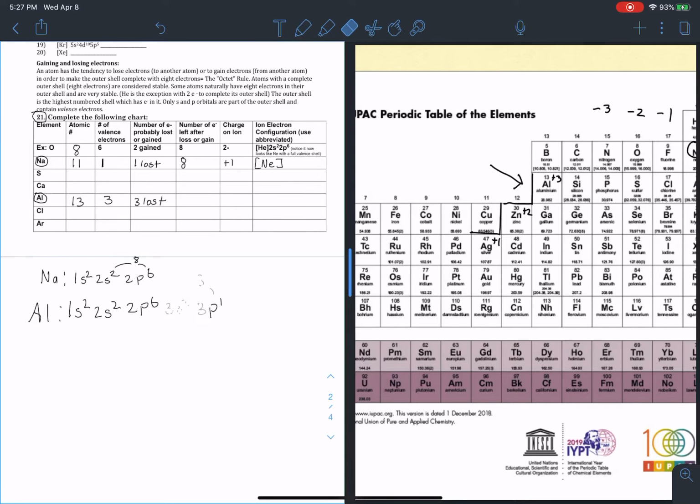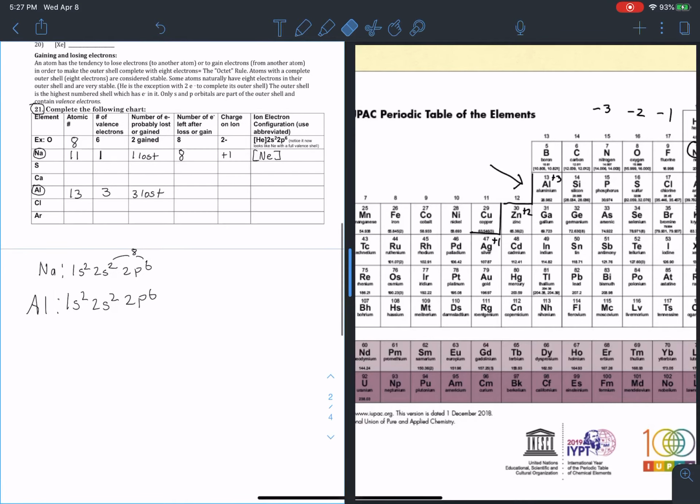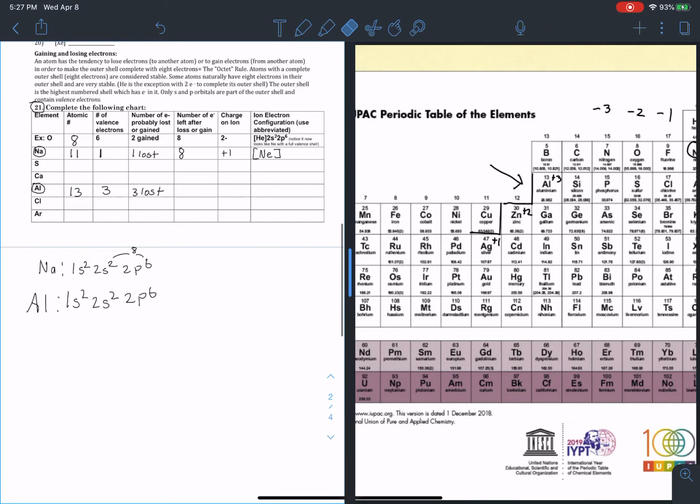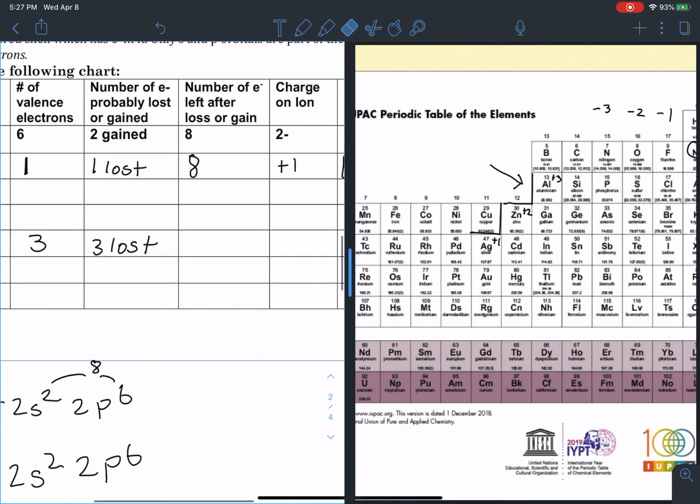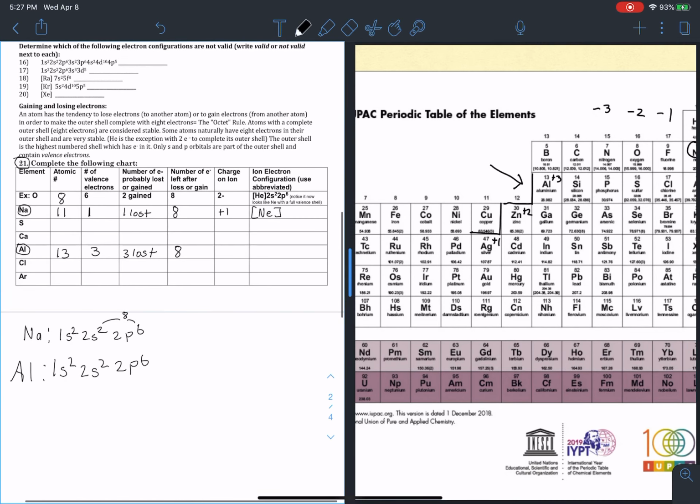We can just go ahead and scrape all that. We'll see that it goes to 8 valence electrons and follows the octet rule perfectly. And the charge on the ion, as I stated before, is +3.